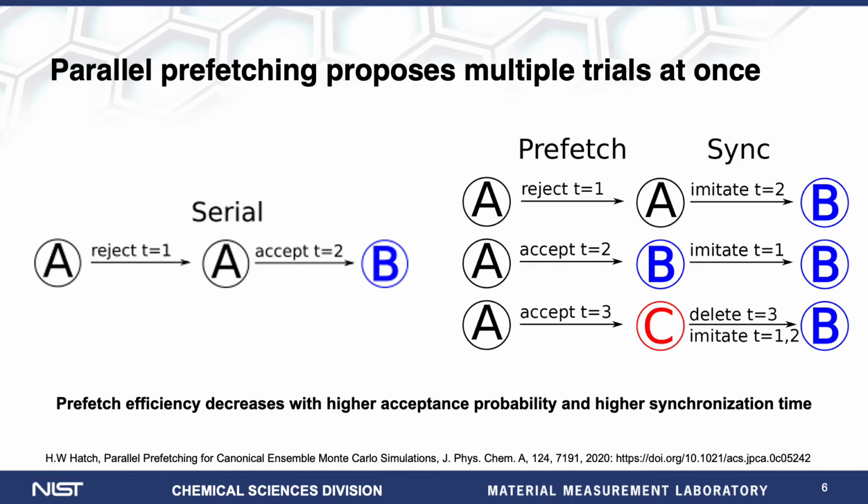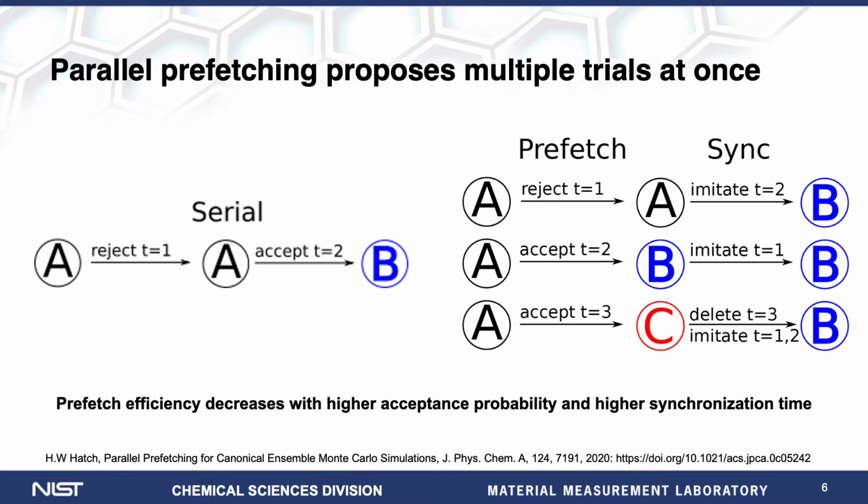The third trial must be ignored, and it is an example of wasted computational effort and inefficiency in the prefetching algorithm. This third trial is ignored because the second trial was accepted, so the third trial should have been attempted from state B rather than state A.